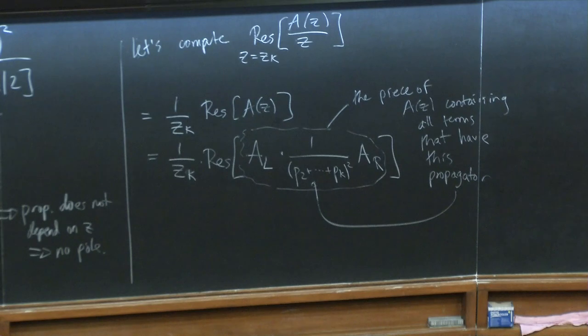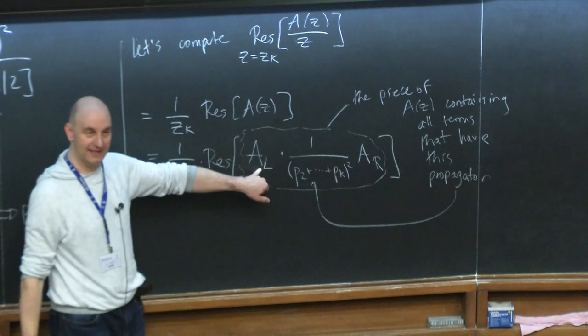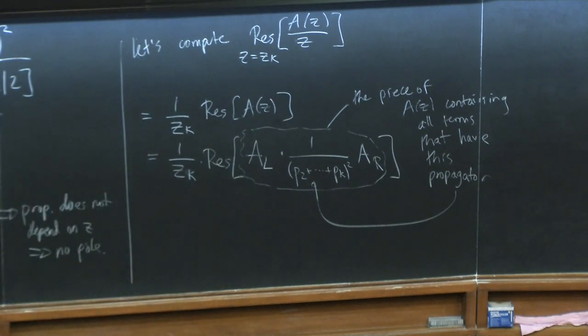Now, when I look at the Feynman diagrams that do have this propagator, it's clear that the entire sum over that set of Feynman diagrams can just be written as the sum of all possible Feynman diagrams in this gray blob times that propagator times the sum of all possible Feynman diagrams in the right gray blob. So that's what I mean here. In this formula, A left means this amplitude, literally the sum over all Feynman diagrams of this topology. And A right means the sum of all those Feynman diagrams.